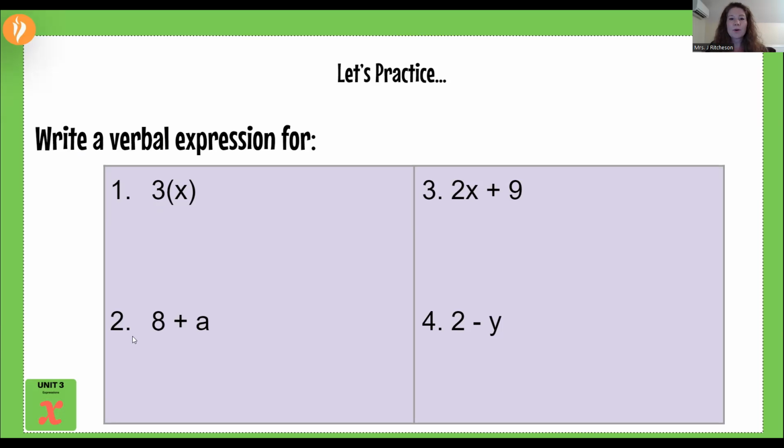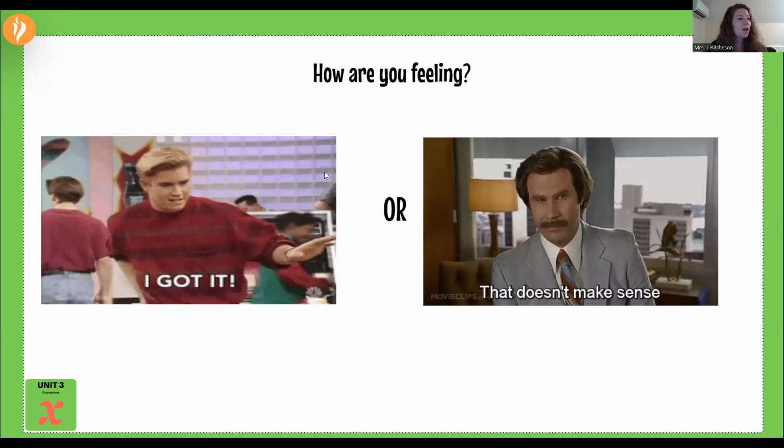All right, what about number 2? You could say a more than 8. You could say the sum of 8 and a number. You could say 8 plus a. 8 increased by a. Number 3, you could say 9 more than 2 times a number. 9 more than twice a number. You could say the sum of twice a number and 9, right? Any of those. And then here we could say y less than 2. We could say 2 minus y. We could say the difference of 2 and a number. Those are pretty good. What do you think? All right, do you have it?